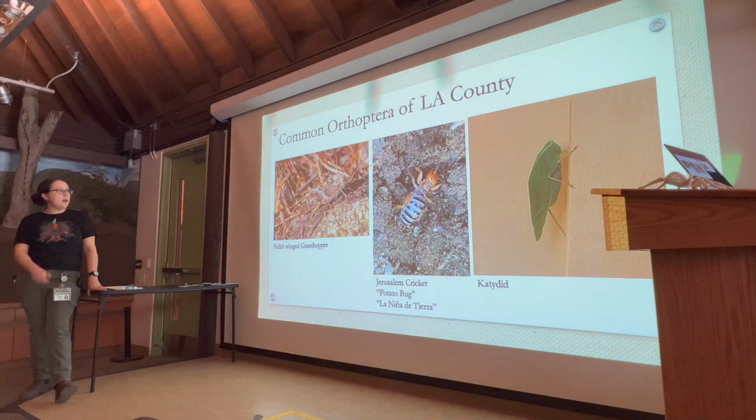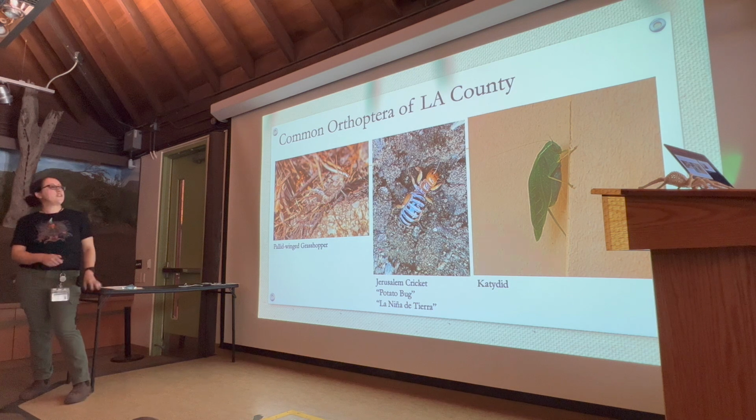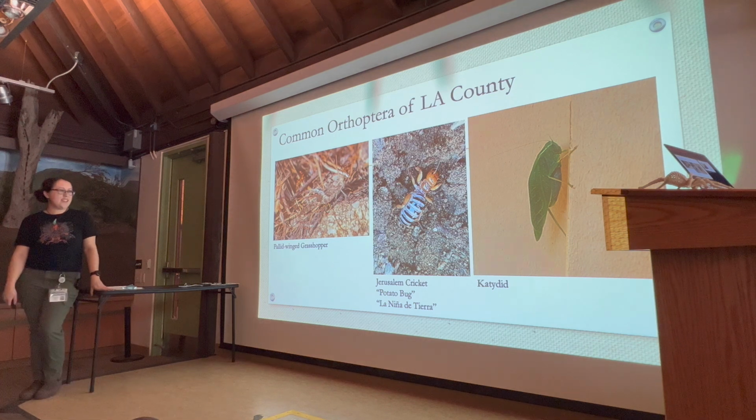So here are some around here. This is probably the most common. It's kind of hard to see because they camouflage so well: the pallid winged grasshopper. They're about maybe an inch. They've got little bands across their body. They blend in with the dirt and the leaf litter like crazy.